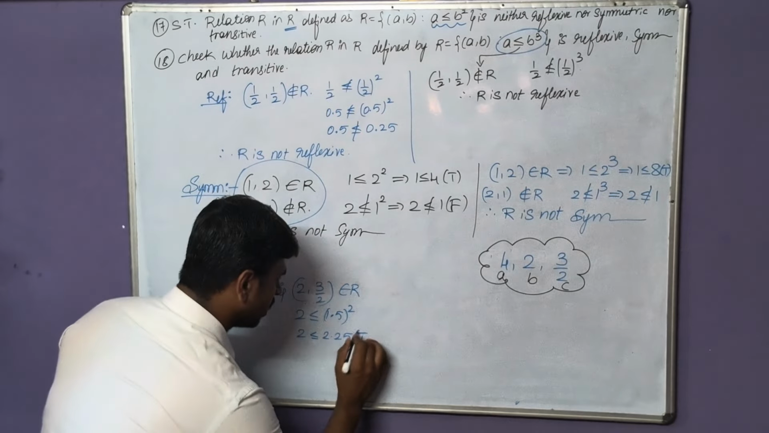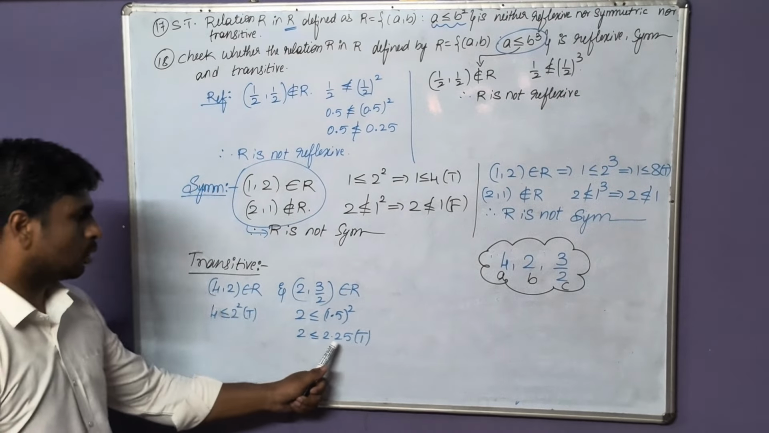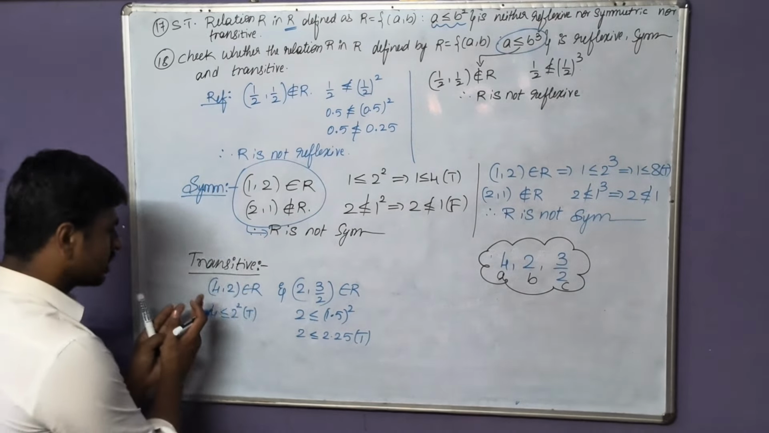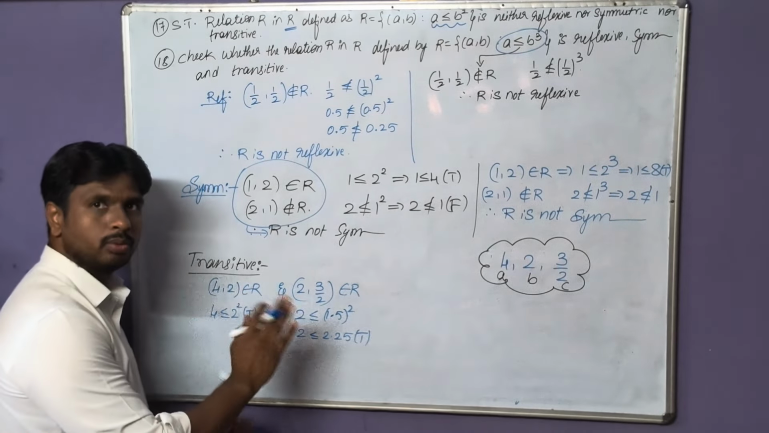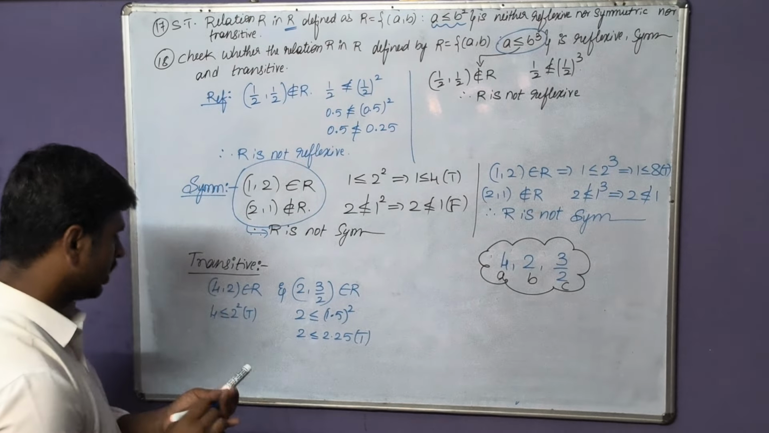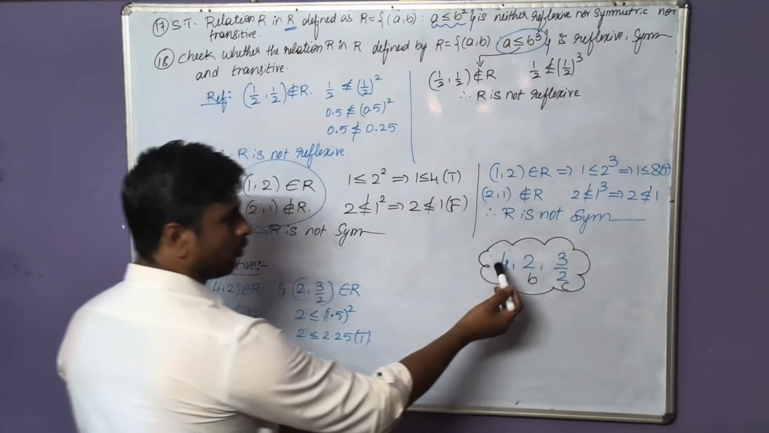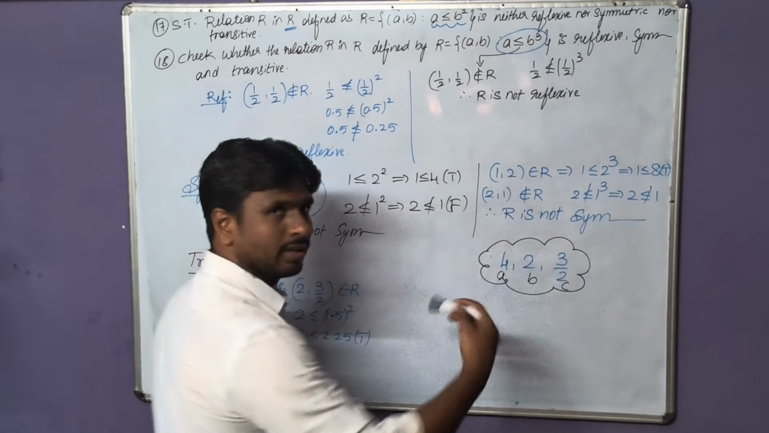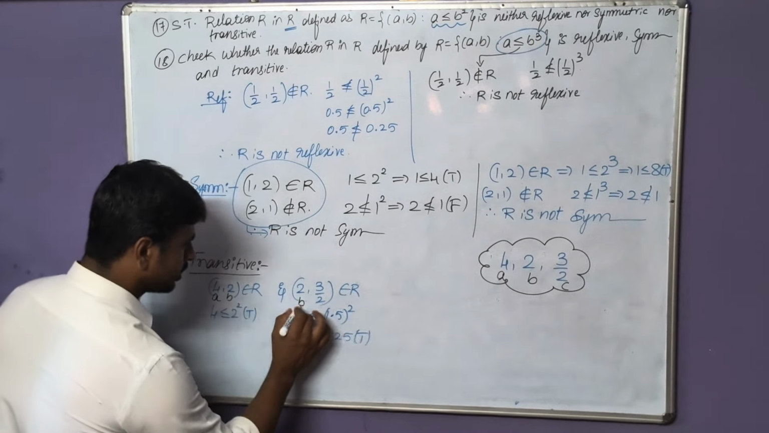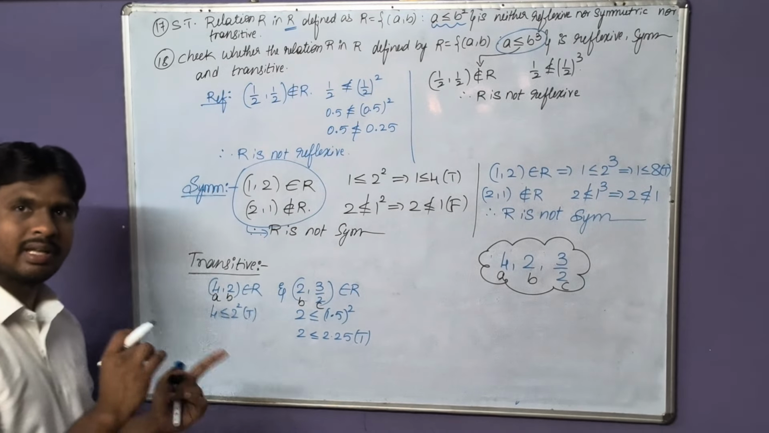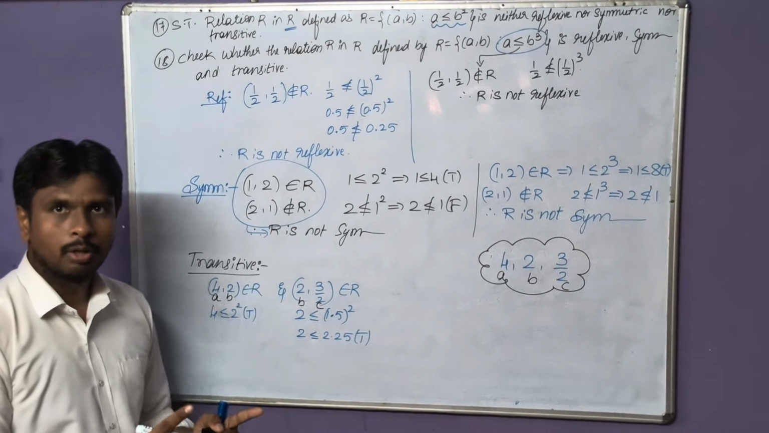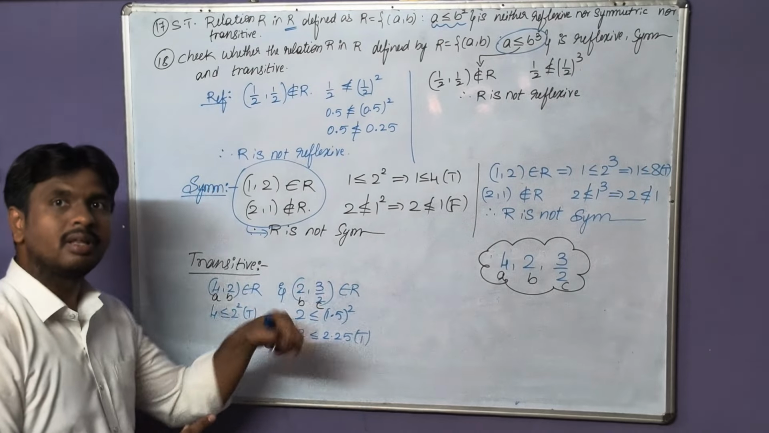Again here also we can say it is true. 2 is less than or equal to 2.25. This is also true. That means we can say that (4, 2) and (2, 3 by 2) belong to R, which means here our A, B, C values are 4, 2, 3 by 2 respectively. We have (A, B) and (B, C). But now we need to cross check whether (A, C) belongs to R or not.